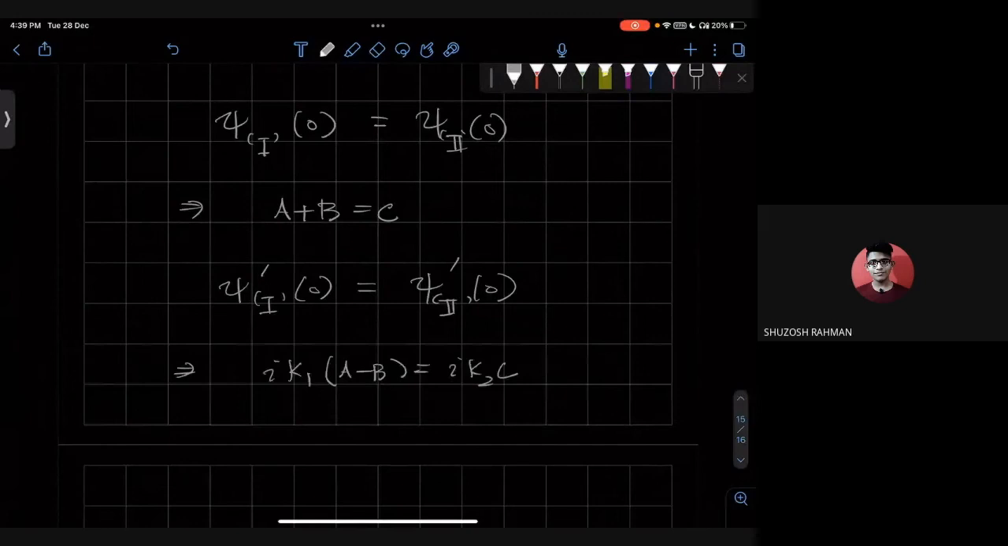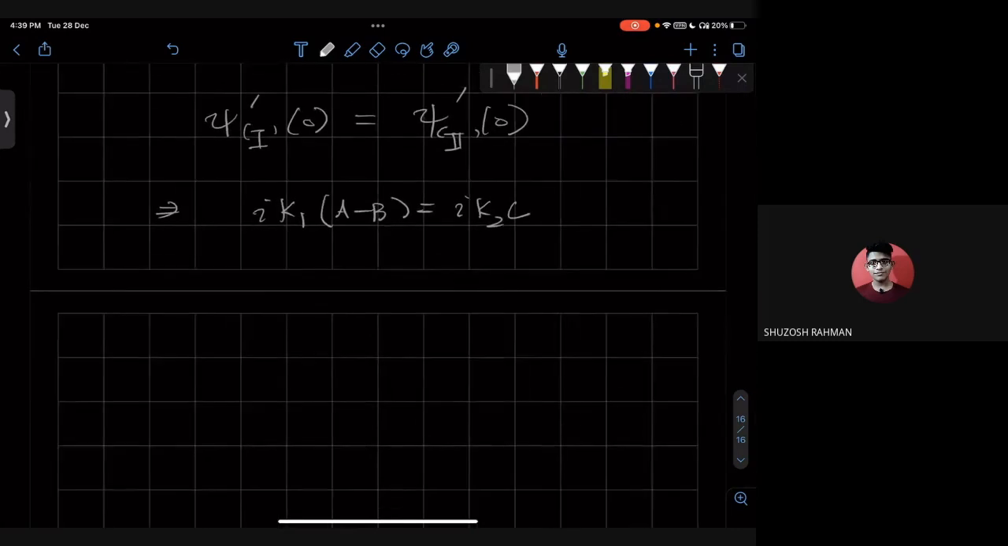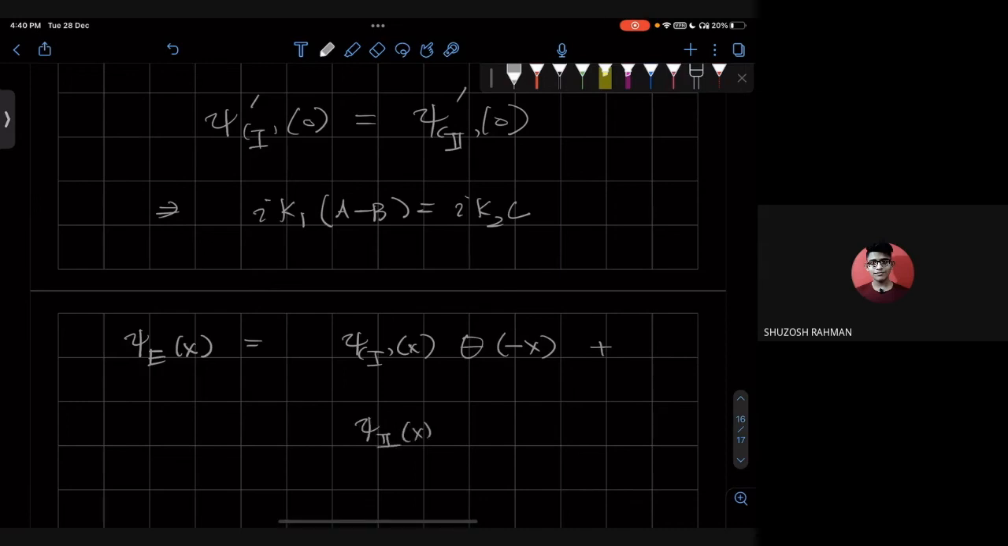All right, so we have solved for b and c in terms of a, and then we can write down our energy eigenstate, which will now have both psi 1 and psi 2. Psi 1, I'm putting it in brackets, will be in the left part of my potential, so I denote that by multiplying by theta of minus x. And on the right-hand side of the potential, it'll be psi 2 of x, and I multiply by theta of x.